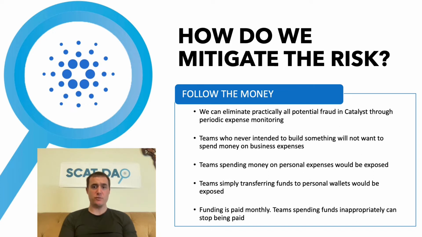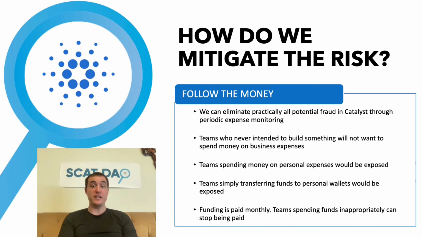So how do we mitigate this risk that people are just going to be taking funds and not building anything of value? You follow the money. We can eliminate practically all potential fraud in Catalyst through periodic expense monitoring. Teams who never intended to build something will not want to spend money on business expenses. Teams spending money on personal expenses would be exposed. Teams simply transferring funds to personal wallets would also be exposed.